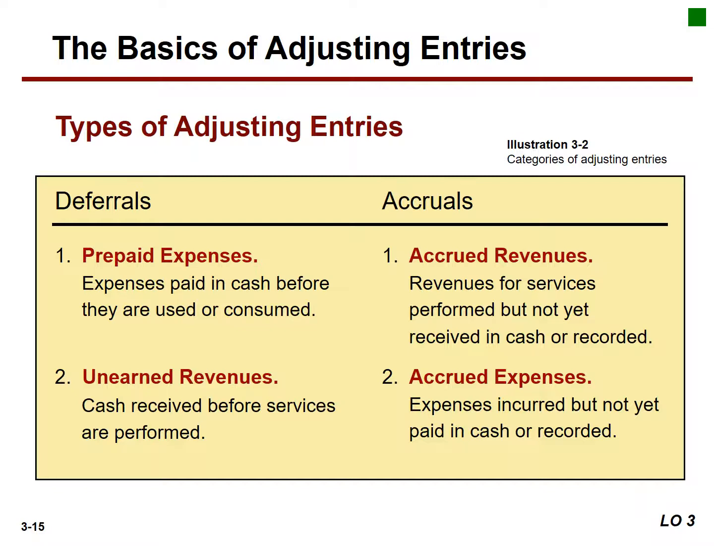You can see the definition for our prepaid expenses. These are expenses that are paid in cash before they are used up or consumed. Our unearned revenues, if you will recall, are revenues for which we've received payment for work that's going to be done but has not yet been done. And then our accrued revenues are revenues that we've earned. We haven't been paid for them, nor have we recorded them in our accounting records. Our accrued expenses are expenses that have been incurred, but they have not been paid for, nor have they been recorded in our accounting system. This will make a little more sense to you as we go through some different examples.